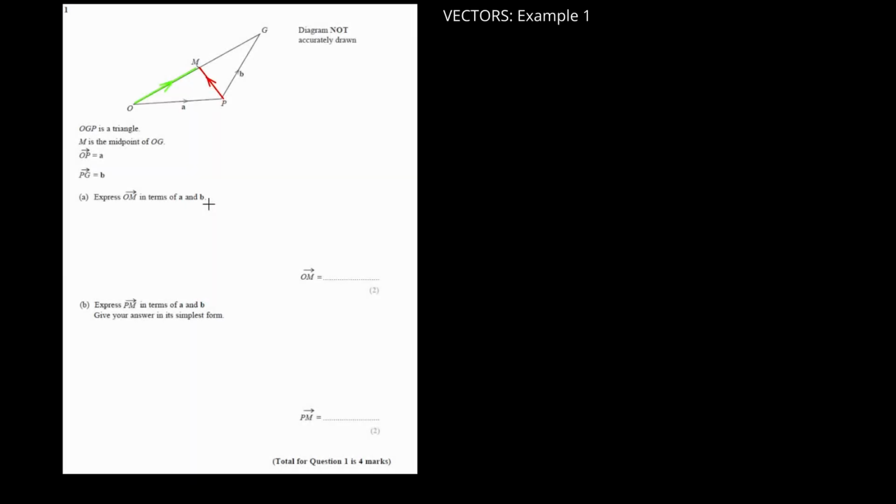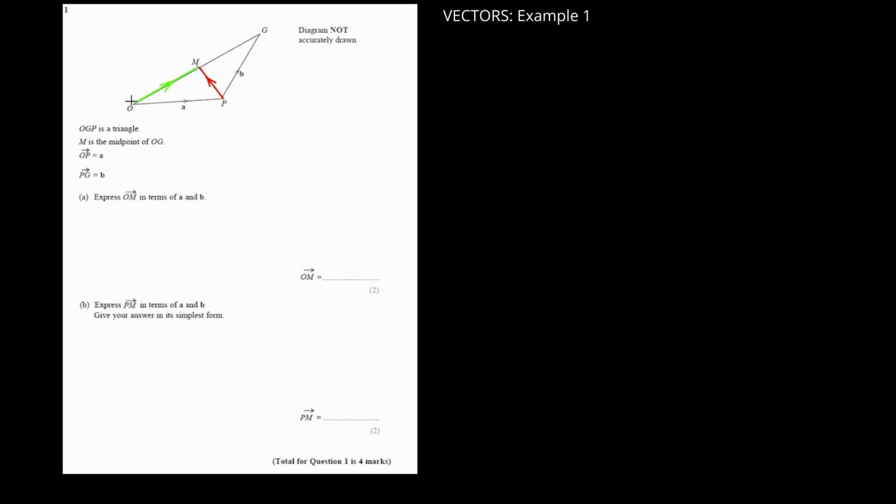Let's have a look at this vector question. We're given the fact that OP, this line down here, is vector A, and PG, this line here, is vector B. Do note it's O to P and P to G are the vectors. And we're told that point M here is midway between O and G. And we're asked in part A to express OM in terms of A and B.